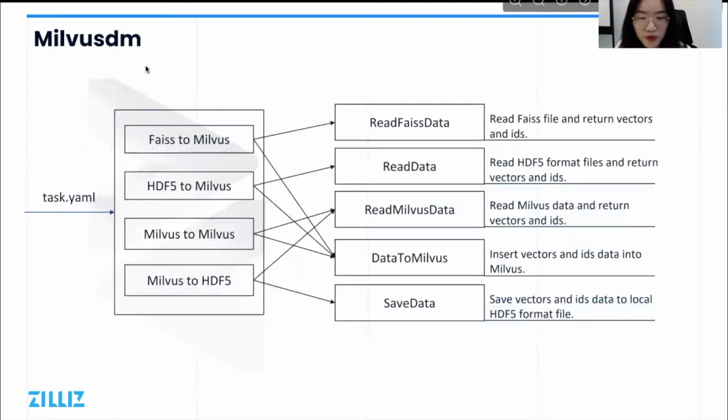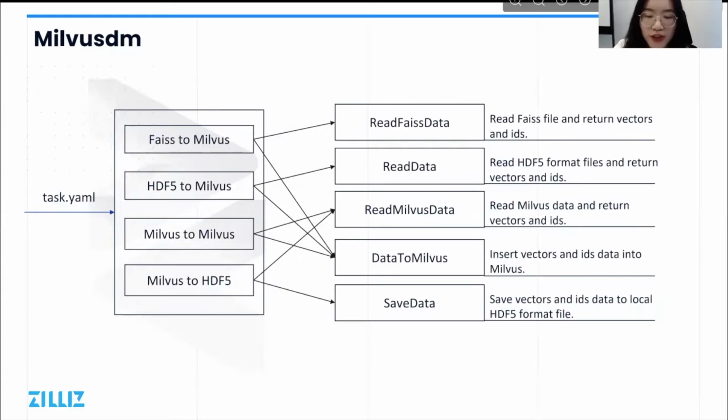So how does Milvusdm work? First, we configure the YAML file according to your own environment, and then run Milvusdm to do the specific task. For example, if we want to import Faiss data into Milvus, we would first call the readFaissData class, which will read the vector and ID data from the Faiss file, and then call data to Milvus to import the data to Milvus.